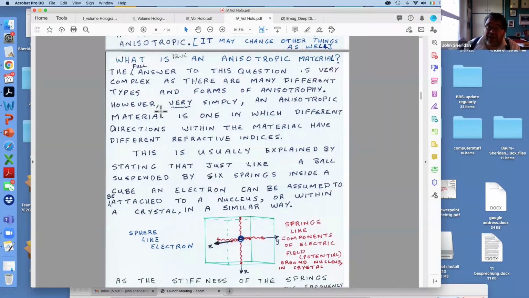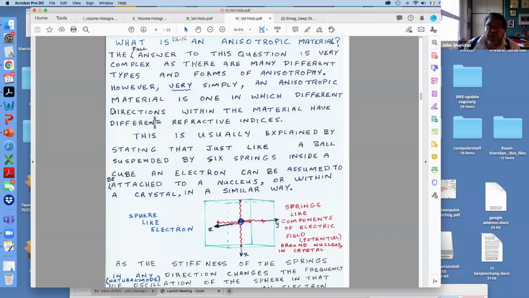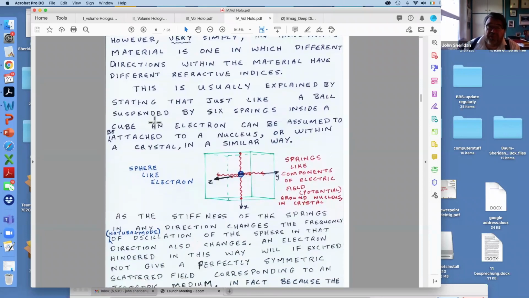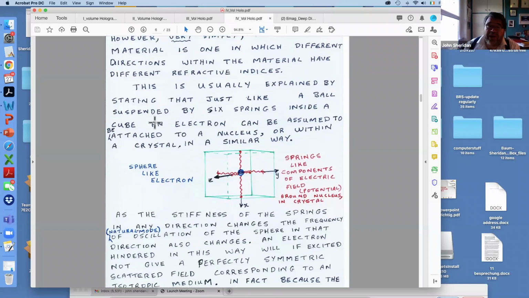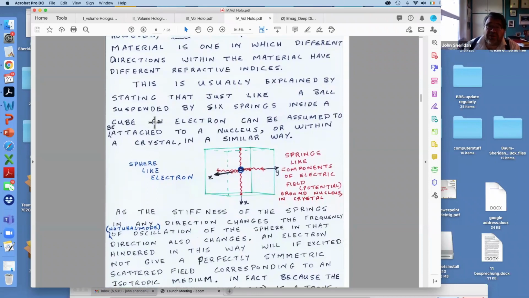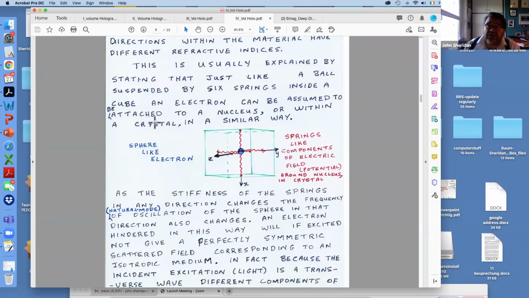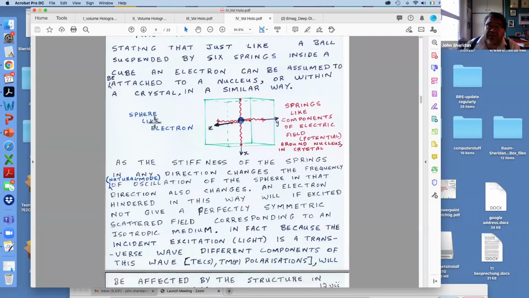And you can, of course, have liquids that are anisotropic materials, and liquid crystals generally are, because you've got some sort of alignment process inside there. However, very simply, an anisotropic material is one in which different directions within the material have different refractive indices. This is usually explained in a very hand-waving way by stating that, just like a ball suspended by 6 springs inside a cube, an electron can be assumed to be attached to a nucleus or within a crystal in a similar way.